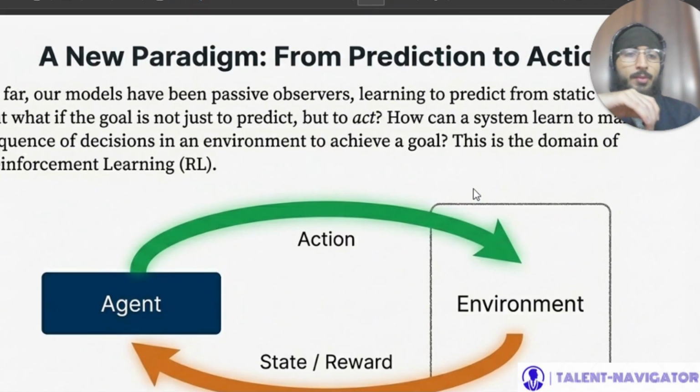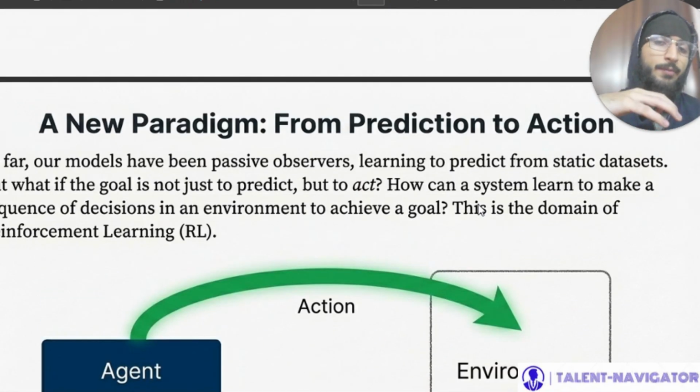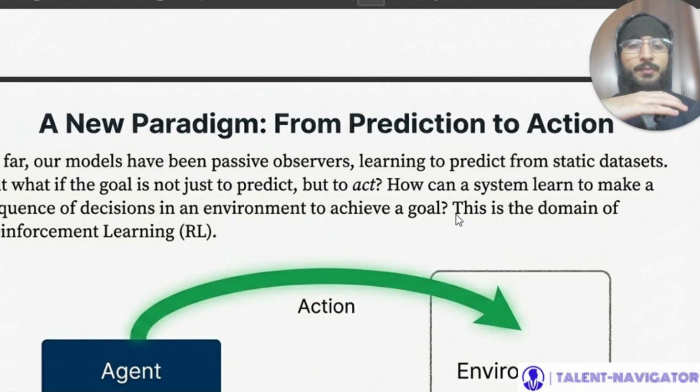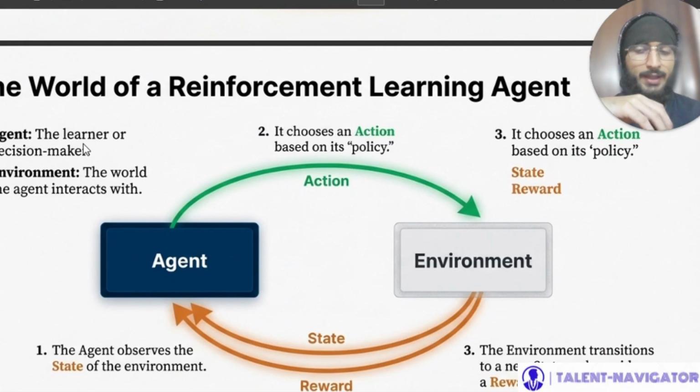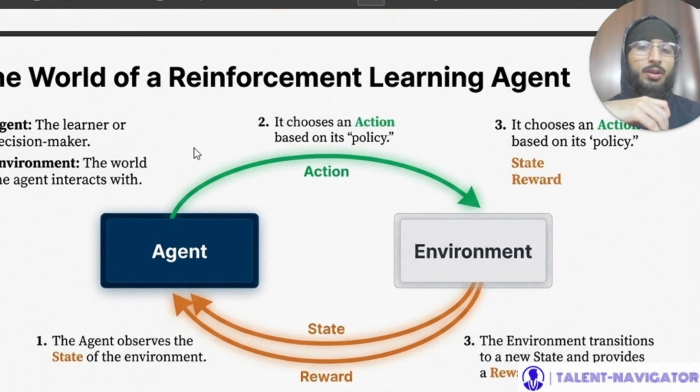Now, a new paradigm: from prediction to action. So far, our models have been passive observers, learning to predict from static data sets. But what if the goal is not just to predict, but to act also? How can a system learn to make a sequence of decisions in an environment to achieve a goal? This is the domain of RL, reinforcement learning. We have agents, which are the learners or decision makers. The environment is the world the agent interacts with, or its surroundings.